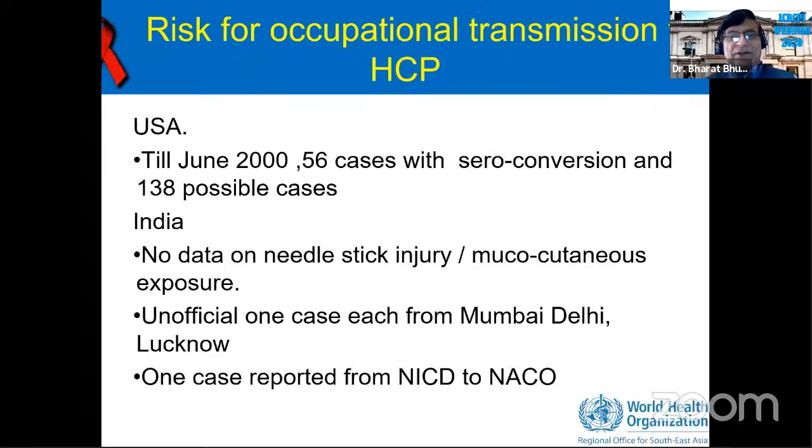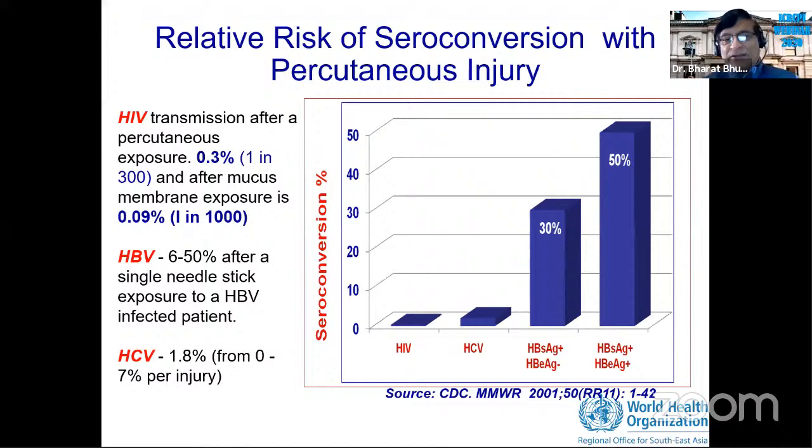Okay, I think we have done this. Let us see what is the relative risk of seroconversion. HIV transmission after percutaneous exposure happens, chances are 0.3%. 1 in 300 exposures can lead to an HIV acquisition, while for mucous membrane, it is 1 in 1,000. But when I say 1 in 300 or 1 in 1,000, we don't know. This could be first also. It could be first exposure, second exposure, and 1,000th exposure.